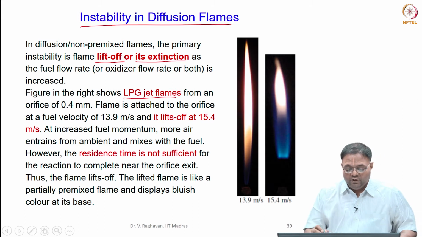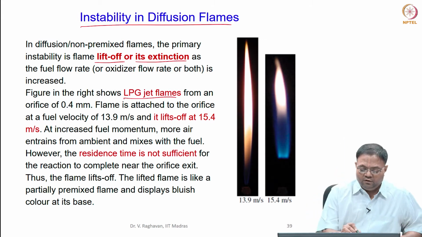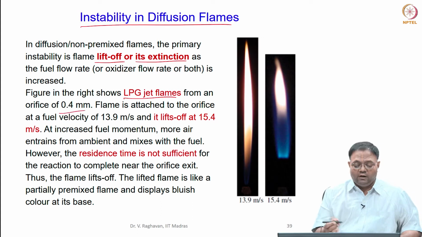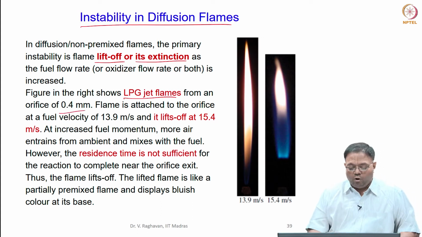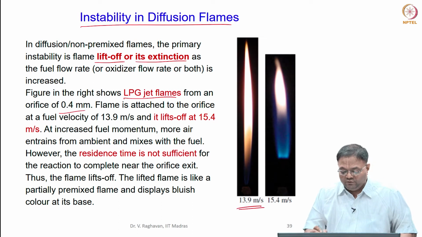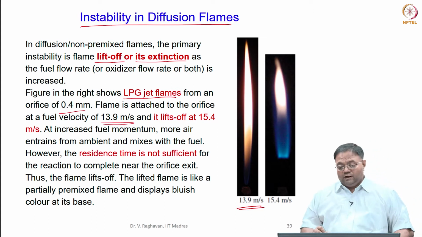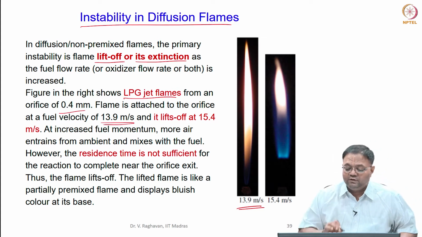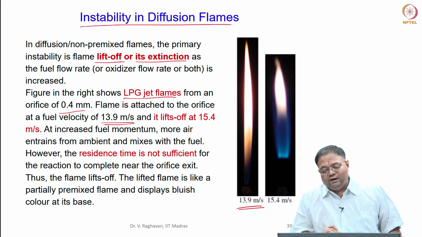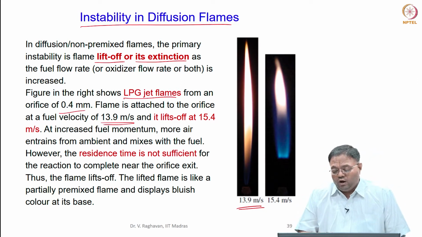You can see that this LPG jet flame is coming out from a very small orifice. What we see in a Bunsen burner is about a 0.4 mm orifice, and the flow rate is such that the velocity of the fuel jet is 13.9 meters per second. You see a flame which is intact. The flow rate is very low because the diameter of the orifice is very low, but you see a good flame where there is no soot production etc.